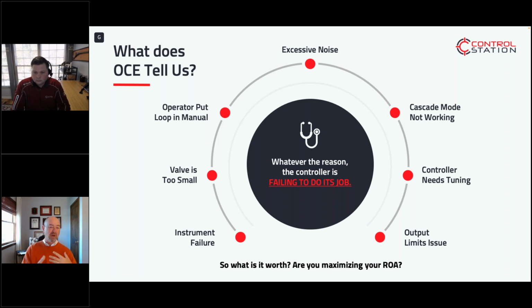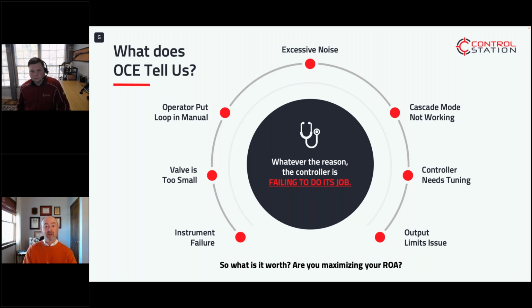If you've got a lot of noise, if the tuning's not working, if it's not working in certain modes, if you've got an issue, as Bob mentioned before, where somebody set artificial limits on the outputs, if for any reason the controller is failing to do its job, OCE will tell us. OCE is a great indicator that no matter the cause, no matter the fundamental issue underneath, this controller is now failing to do its job.